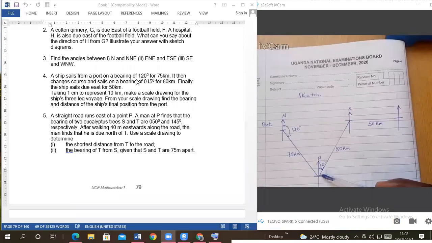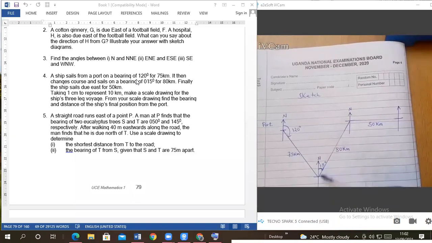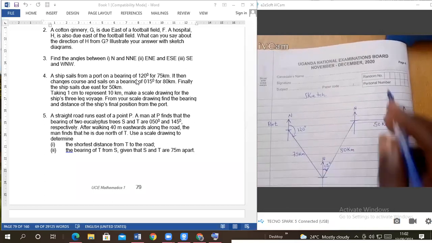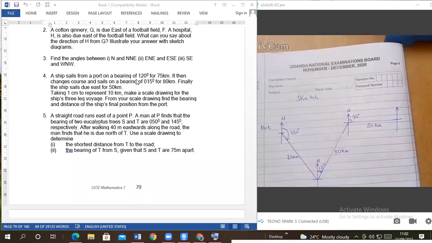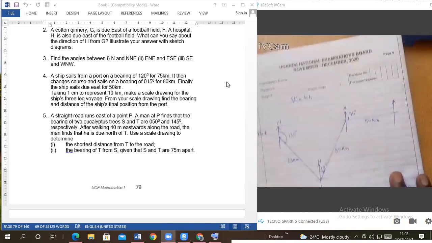Then it changes the course on a bearing of 15 degrees. So the angle 15 is there. You draw that line. Then it made a final course of due east, which means the angle is 90 degrees. Okay? Have you seen that? Yes. So after making the sketch, now we can draw. This is our final destination.